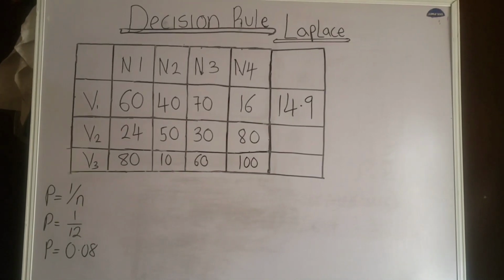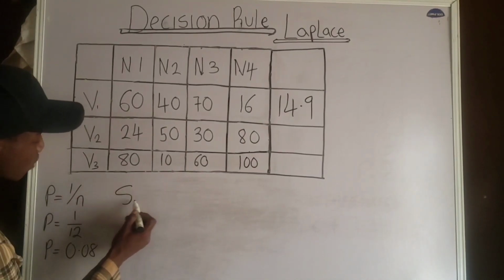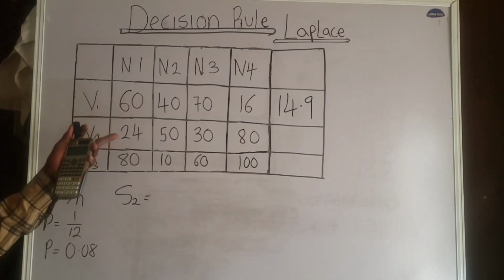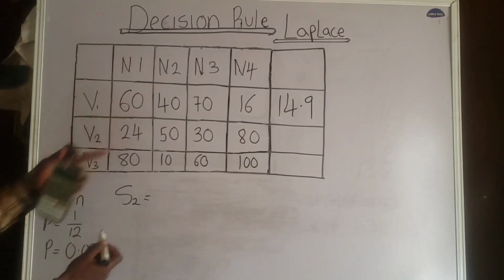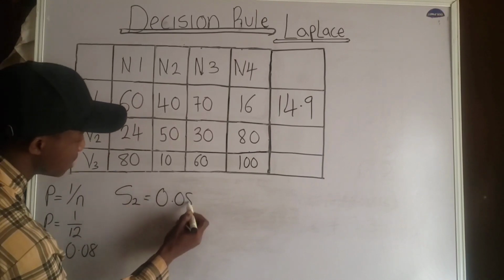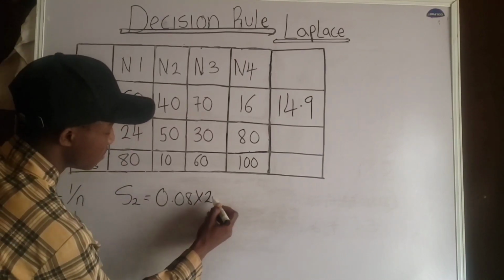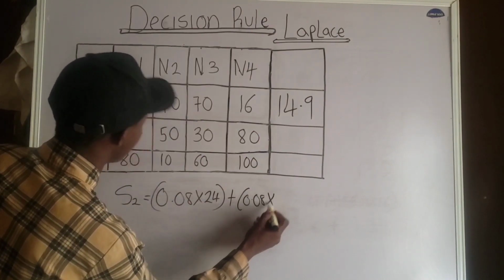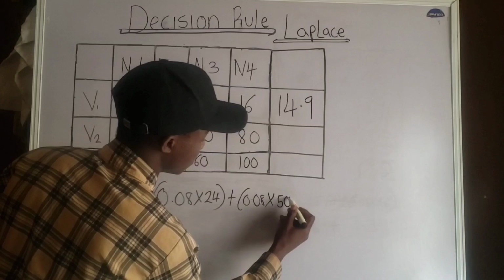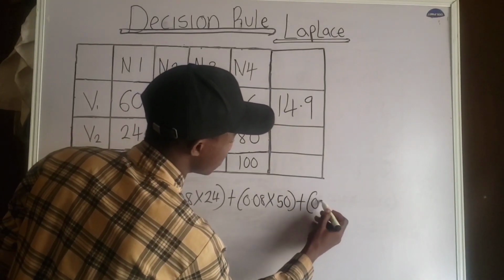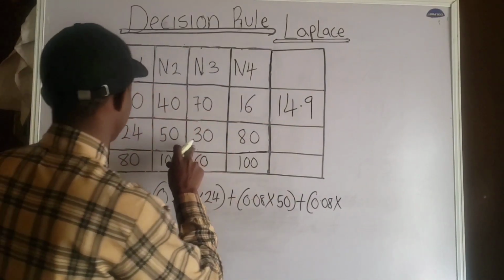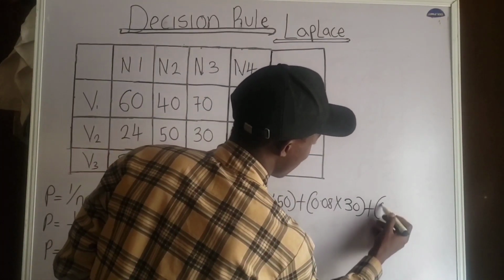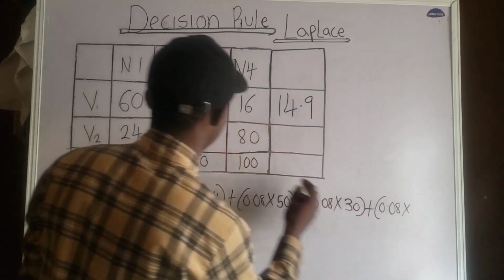Let us proceed to calculate the strategy for variety 2. I'm going to have S2 equals the probability index multiplied by the behavior of each variety under each nature. So for variety 2, I'm going to have 0.08 multiplied by 24, plus 0.08 multiplied by 50, plus 0.08 multiplied by 30, plus 0.08 multiplied by 80.